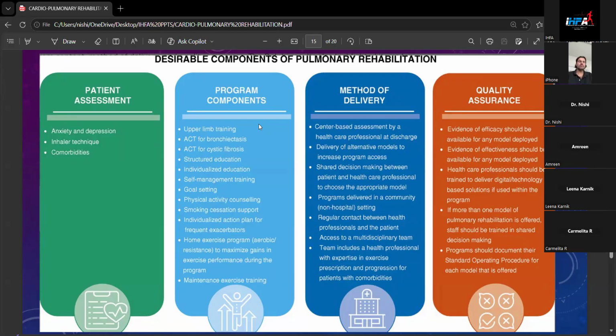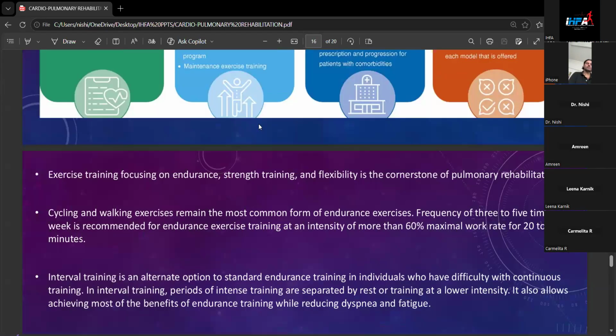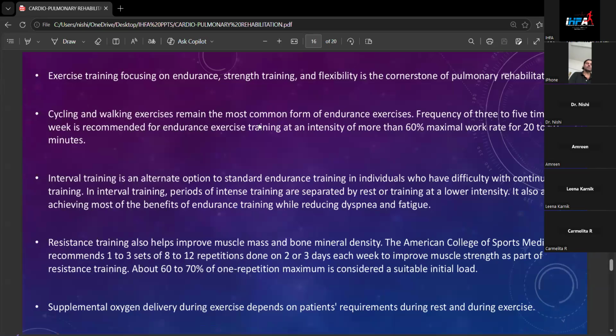So again, method of delivery. Method means you can start with IPD, you can start with OPD, you can do telerehabilitation, you can also do home visit evaluation. So exercise training focuses on endurance, strength training, and flexibility training. Cycling and walking exercises are the most common aerobic or endurance exercises. Frequency is 3 to 5 times per week for endurance training, and the intensity should be more than 60% of the maximal work rate or heart rate. And the time is 20 to 60 minutes.